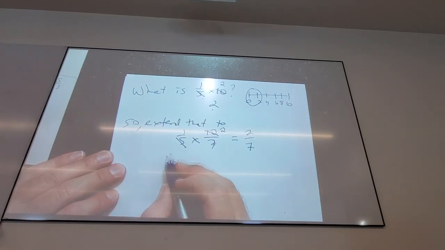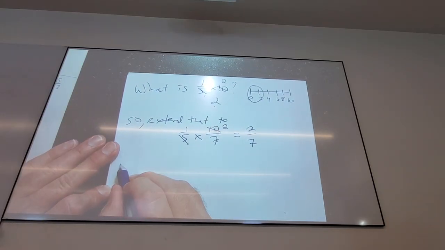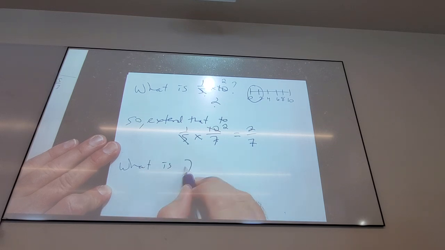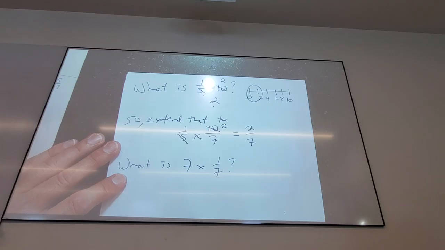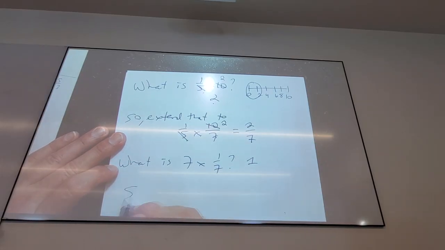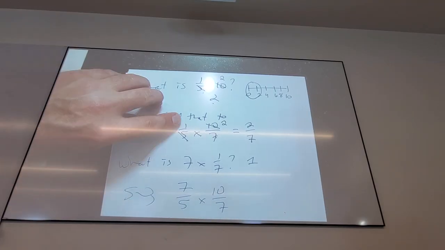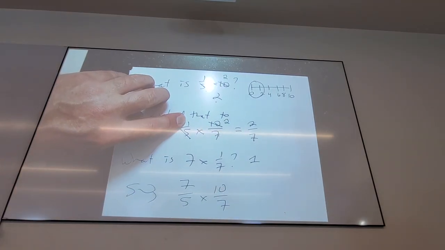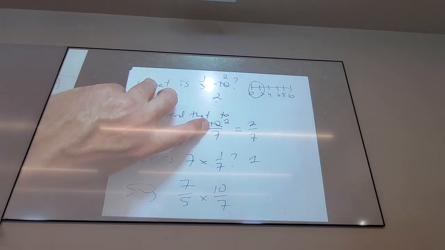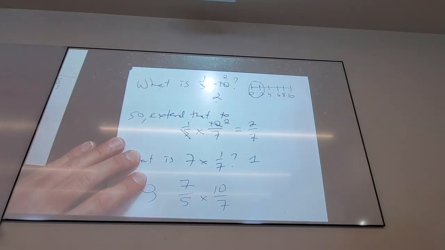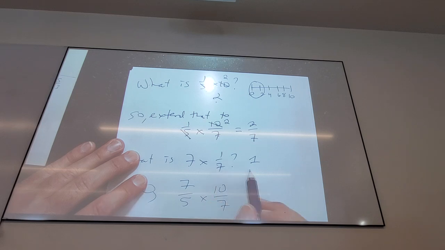So I can extend that. Here, a side note. What is 7 times 1/7? The answer will shock you. What is 7 times 1/7? 1. So, finally, if I put all this together, 7/5 times 10 sevenths: I know that 1/5 times 10 sevenths is 2 sevenths, and I know that 7 times 1/7 is 1.